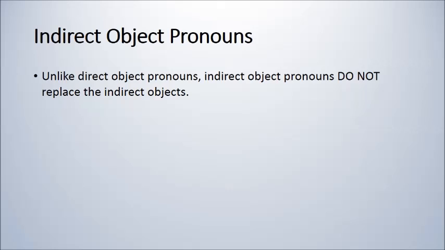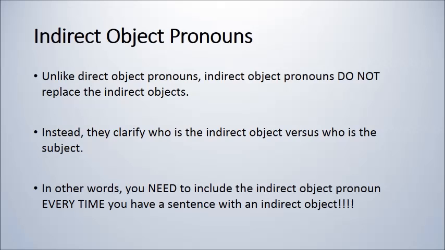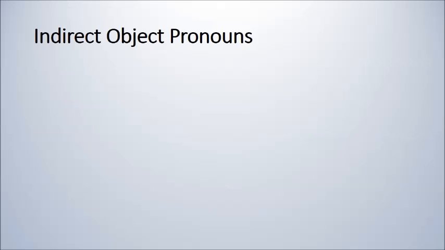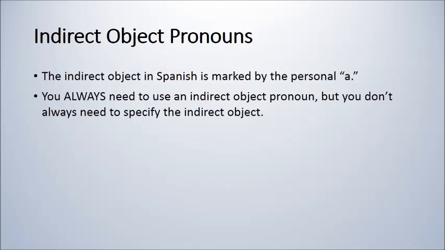Here's a little more information. Unlike direct object pronouns, indirect object pronouns do not replace the indirect objects. Instead, they clarify who is the indirect object versus who is the subject. In other words, you need to include the indirect object pronoun every time you have a sentence with an indirect object. The indirect object in Spanish is marked by the personal a. You always need to use an indirect object pronoun, but you don't always need to specify the indirect object.